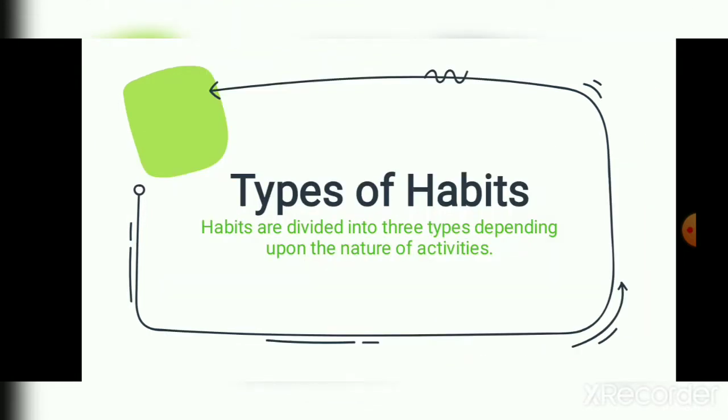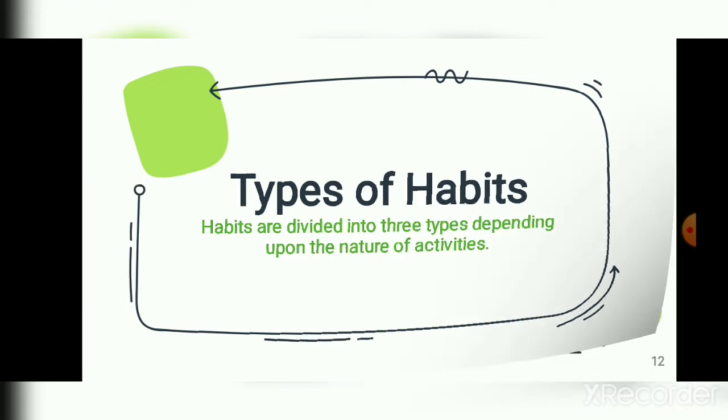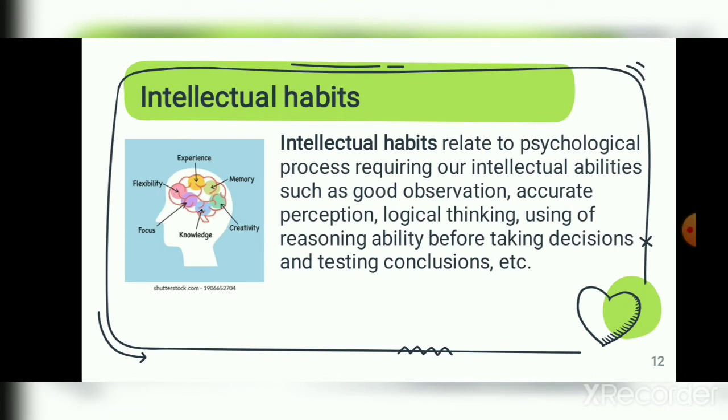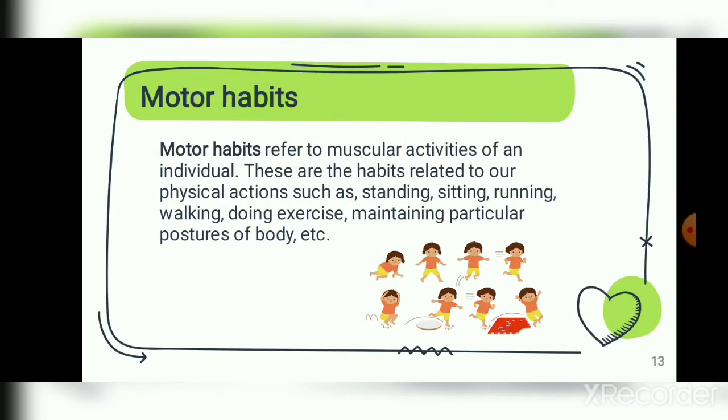Types of habits. Habits are divided into three types depending upon the nature of activities. Intellectual habits. Intellectual habits relate to psychological processes requiring our intellectual abilities such as good observation, accurate perception, logical thinking, using reasoning ability before taking decisions and testing conclusions, etc. Motor habits. Motor habits refer to muscular activities of an individual. These are the habits related to our physical actions such as standing, sitting, running, walking, doing exercise, maintaining particular postures of the body, etc.